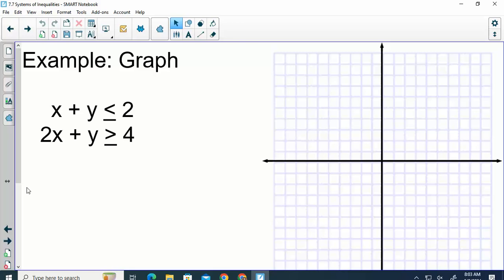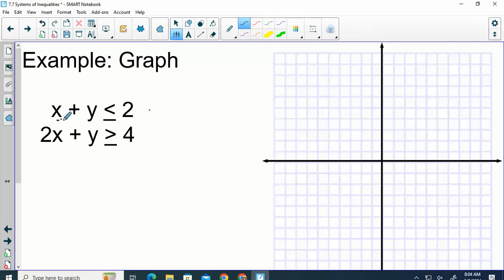Big things to remember: if it has an equal to, then we do a solid line. If it does not, then what do we do for our line? A dotted or a dashed line. Okay. So if I take a look at this one, both of these are lines. If we want to easily be able to graph these lines, what should we do? Put them in y equals mx plus b form.